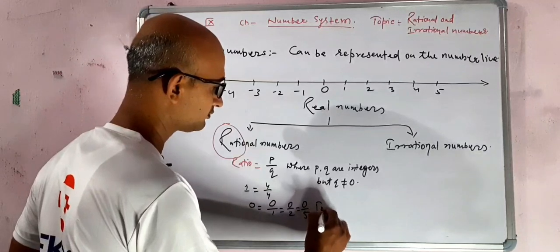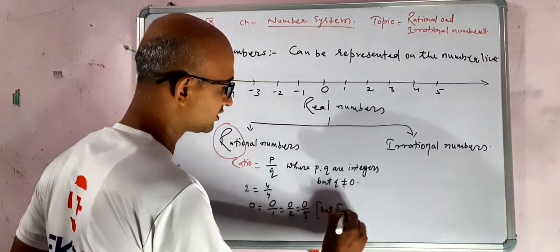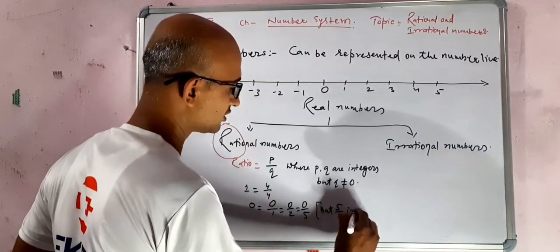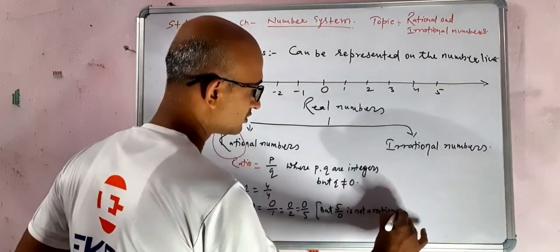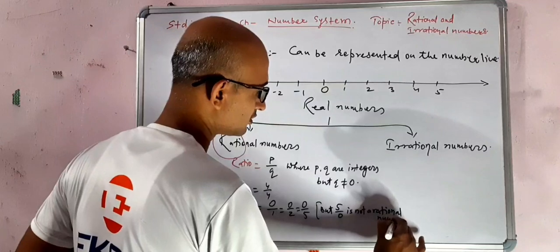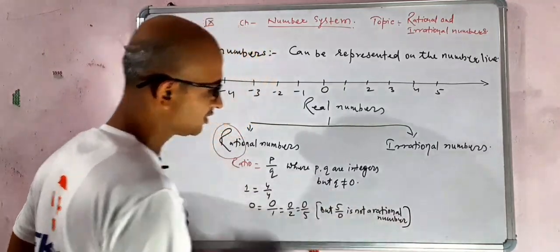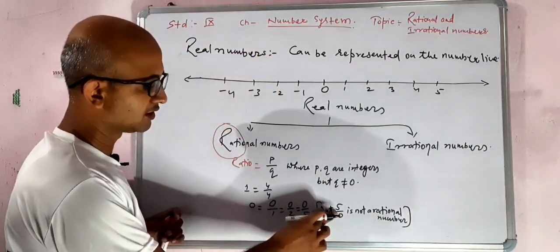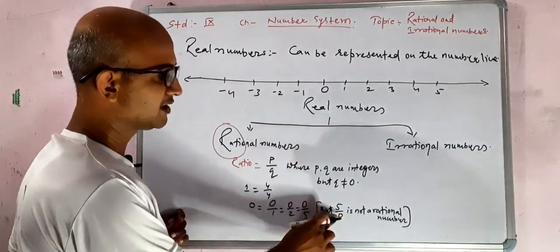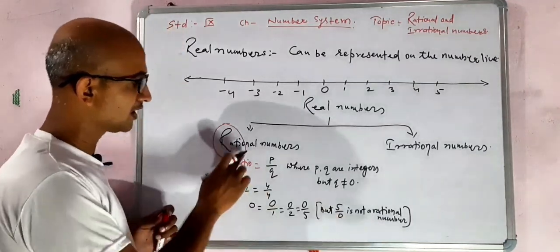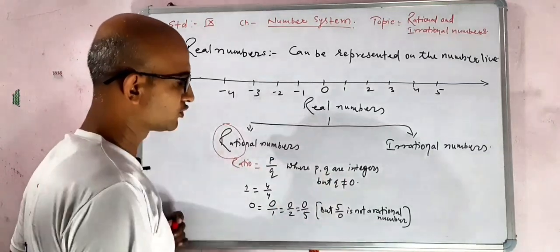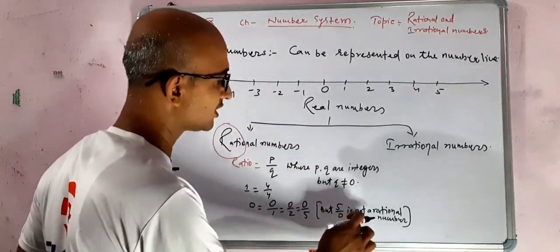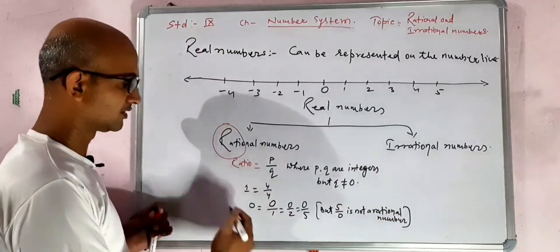But 5 by 0 is not a rational number, because in 5 by 0, its denominator, that is the value of q, is 0. But in rational number p by q, q is not equal to 0. Therefore, 5 by 0 is not a rational number.